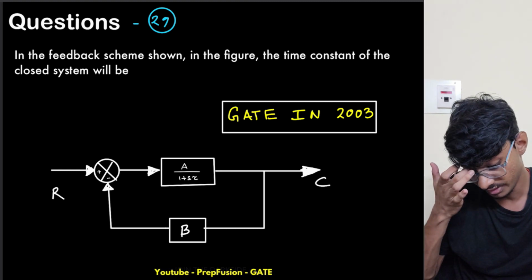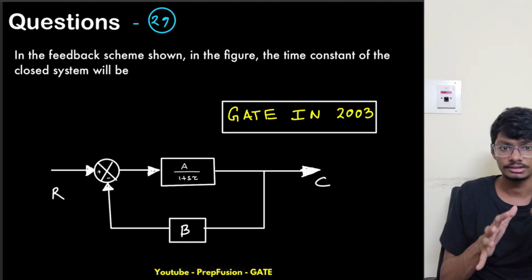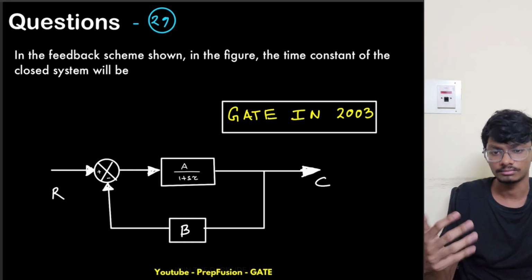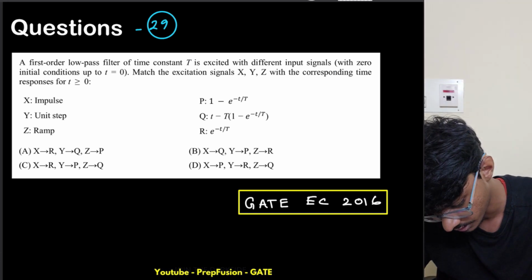You have to find, in a feedback system, the time constant for the closed loop system. This is an assignment for you. I will solve it in the notes and you have to understand it for yourself. Okay, and another question is this one, which is 30 only. 3 questions I am giving you as homework, right?